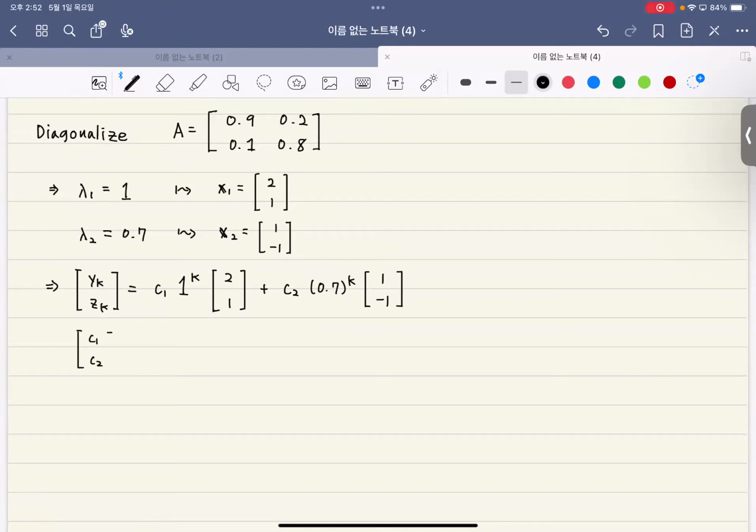C1, C2 is given by this matrix, 2, 1, 1, minus 1. This is my M, inverted, and the initial population was, I don't know, so I would just simply say Y0 and Z0. And the answer is 1/3 Y0 plus Z0, and another 1/3 Y0 minus 2 times Z0.